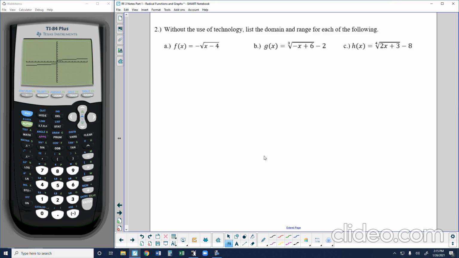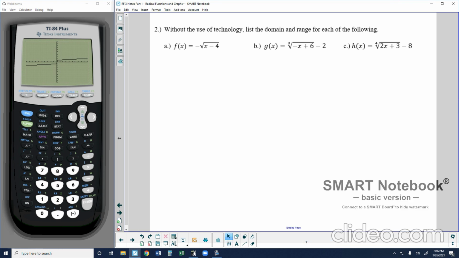So let's actually take a little bit closer look at domain and range. In problem number 2, it says without the use of technology. So we're going to try to find the domain and range first, and then maybe check the graph. The domain and range for a function with an even index, like a square root, is going to have some restrictions on it. So let's first start with the domain, and we'll do this algebraically.